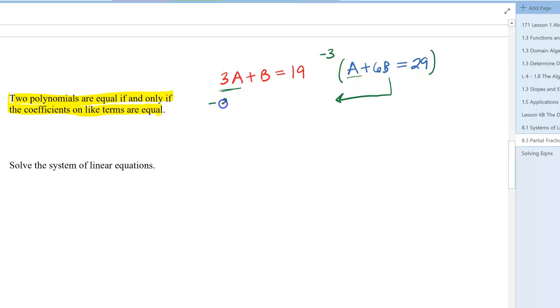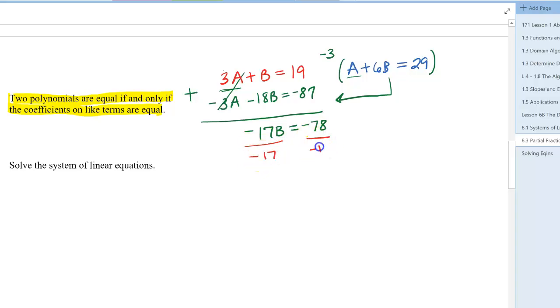-3 times a gives me -3a. -3 times 6b gives me -18b. And then -3 times 29 gives me -87. Now I'm going to add these two together. So 3a minus 3a, well, those cancel out. b minus 18b is -17b. And 19 plus -87 is -78. Now I can solve for b by dividing both sides by -17. So b is equal to 4.